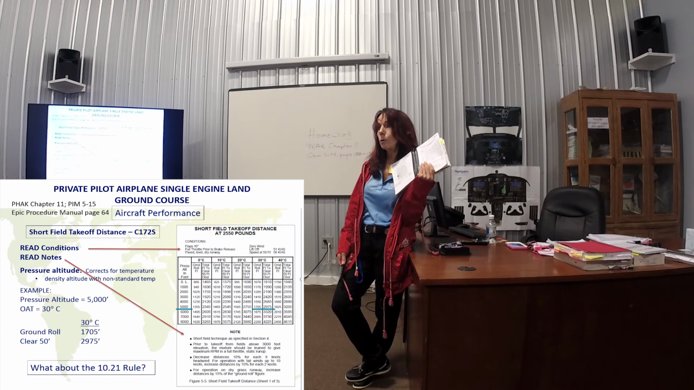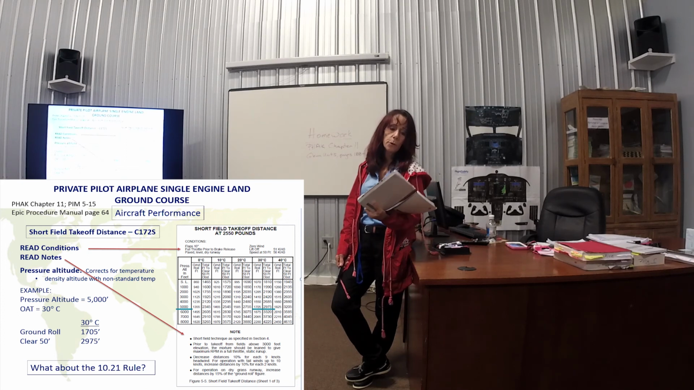Very seldom do you do a short field takeoff, short field landing. So what does the 10-21 rule mean? What is the 10 and the 21 referencing? For each 10% increase or decrease in the rotation speed, you need 20% more or less runway. It doesn't matter if it's a takeoff or a landing.